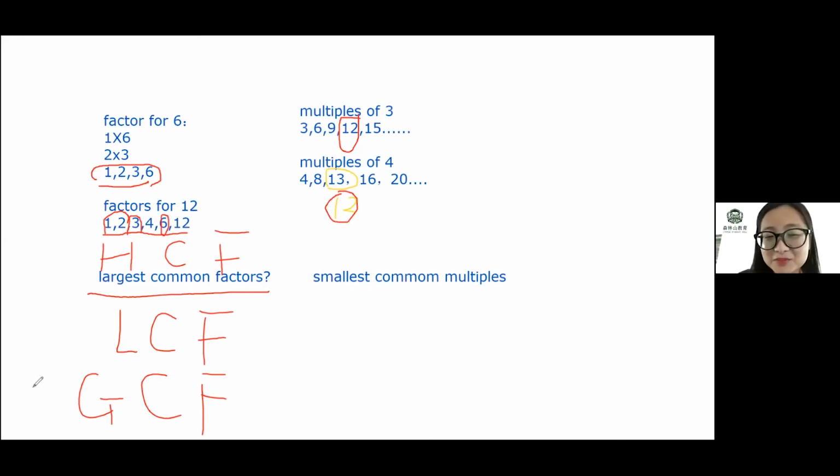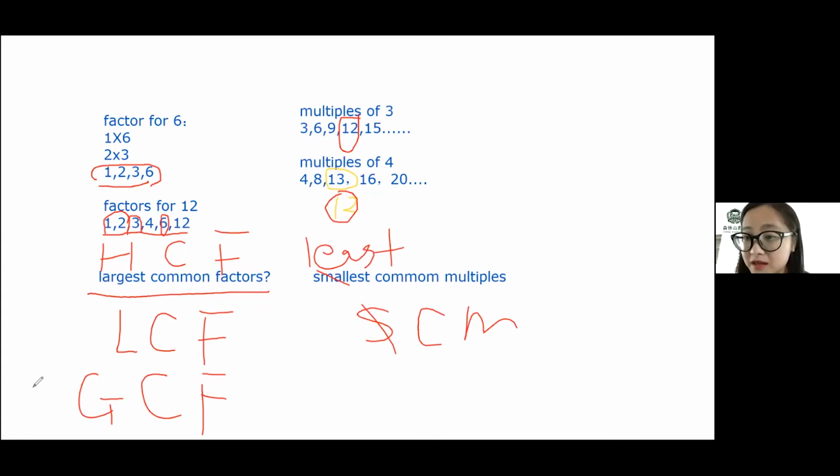And also for smallest common multiple, we can talk about what? We never have SCM, we only have LCM. L also means smallest, so LCM, or lowest common multiple, LCM, understand? You get it? Okay, now that's our basic things.